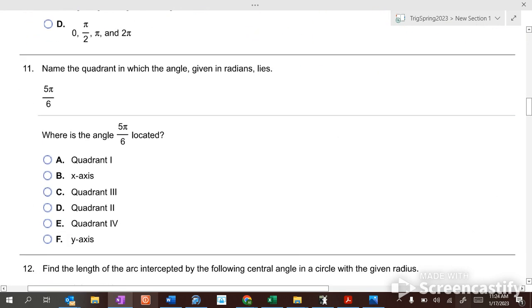Where's the quadrant? Where's 5 pi over 6 located? Well, some of you could look at it and figure it out. Some of you would want to convert it to degrees. So multiply by 180 over pi.